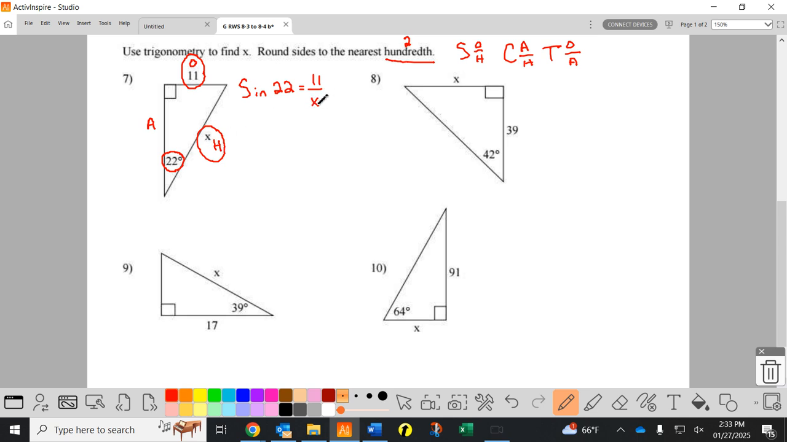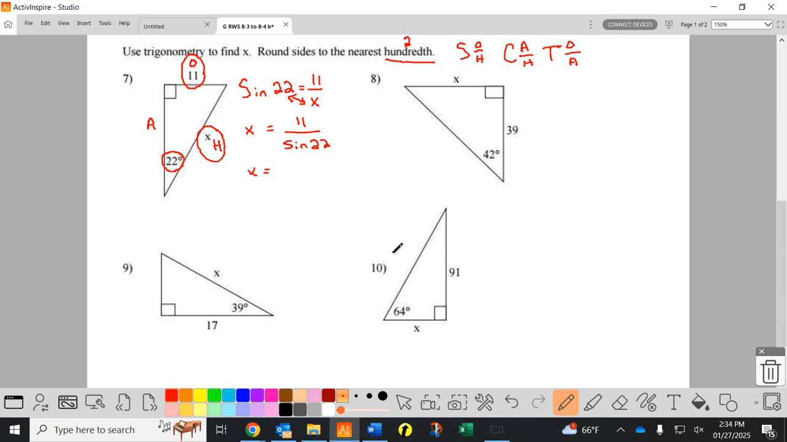Now when the variable is on the bottom, every single time you're going to switch these. That's going to make it x equals 11 over sine 22. You're just switching the x with the sine 22. The whole thing switches, guys. Now what that does is turn this into a division problem. So clear out your calculators.